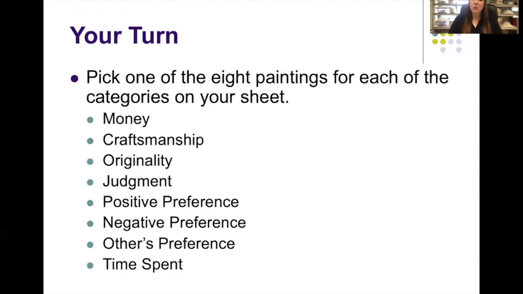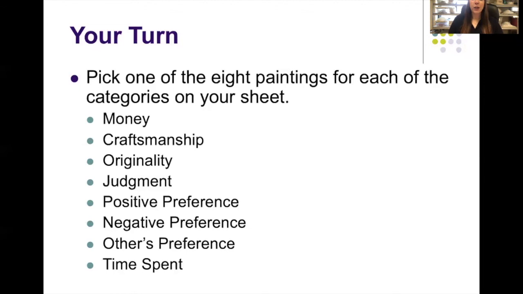The next category is positive preference, and that is your favorite. So maybe it might not be the best work of art, but it is the one that you like the most, maybe because you have a personal association with the subject matter. Put that artwork in the positive preference category. The next category is the negative preference category. So this is a work of art that you personally do not like. The next category is the others preference category. So this is similar to the negative preference, but this is one where a lot of other people seem to like the artwork, but it's not your favorite. Put that in the others preference category.